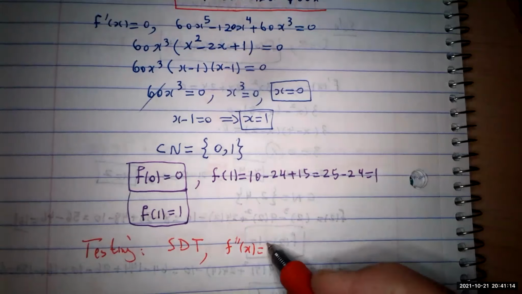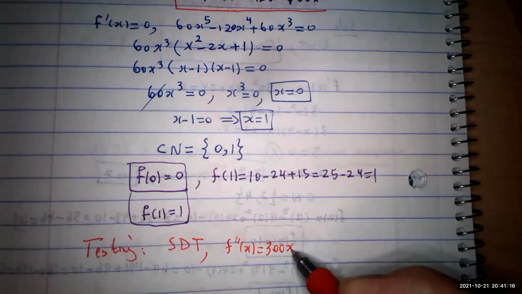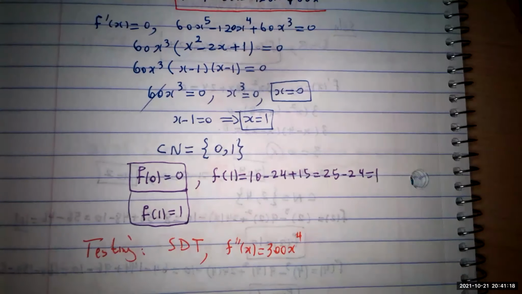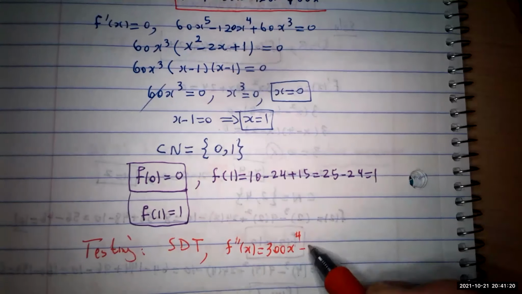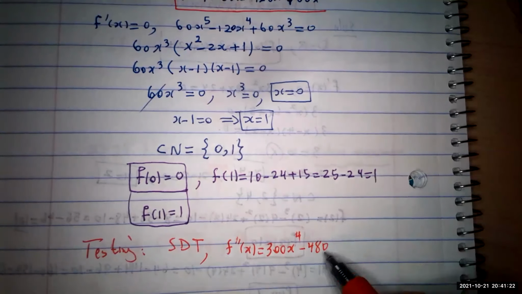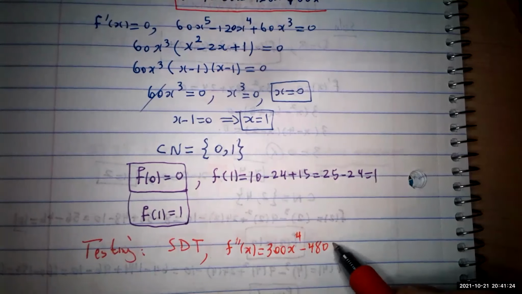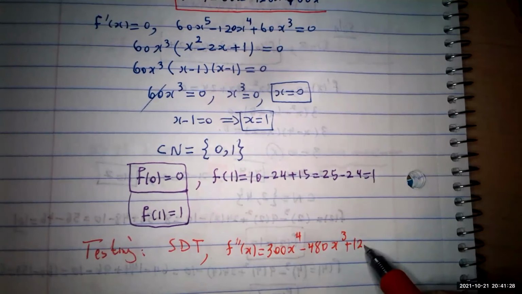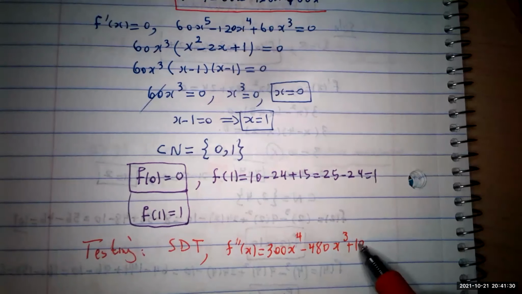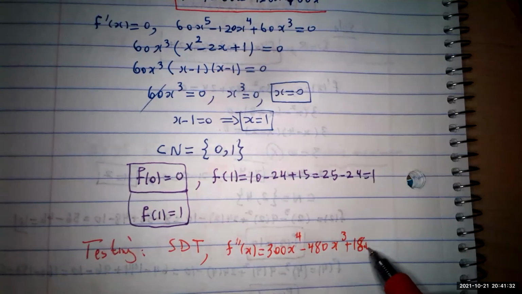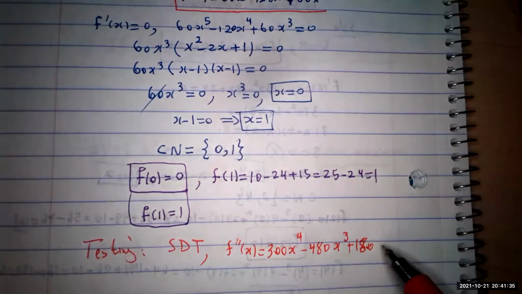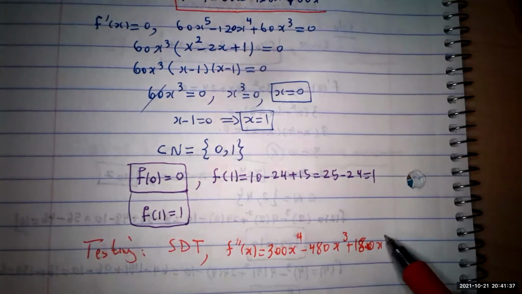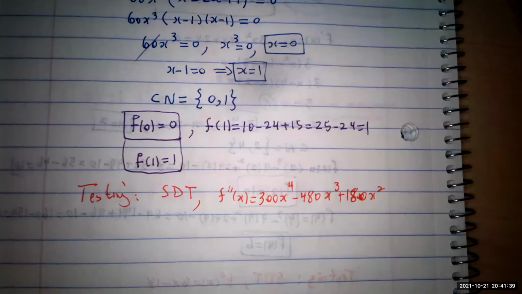The first one is going to be 300 x to the fourth. Okay, the next one is minus 480 x to the third. Then 180 is going to be plus 180 x squared, because it's 3 times 60. That is going to be your f double prime.